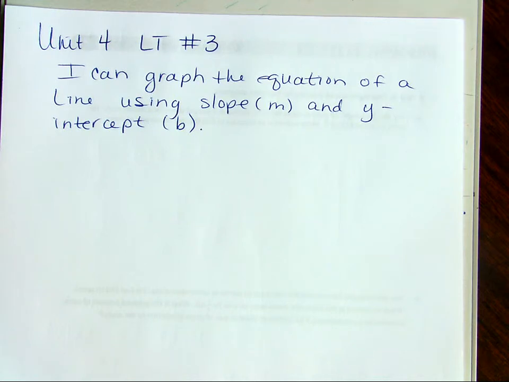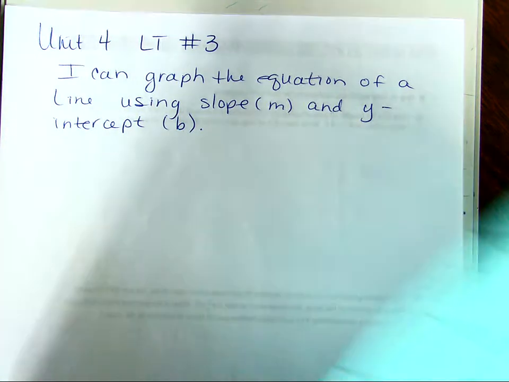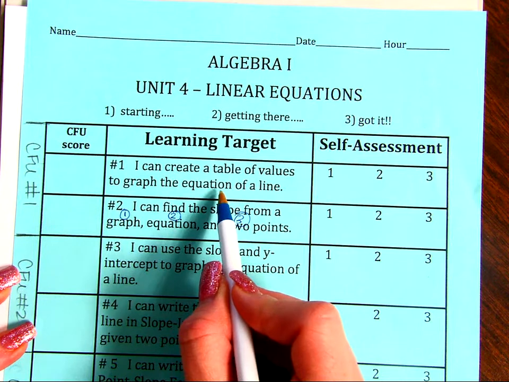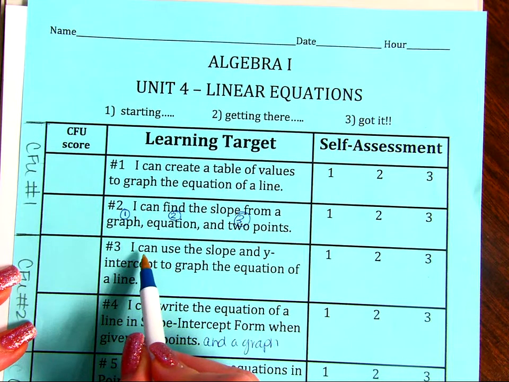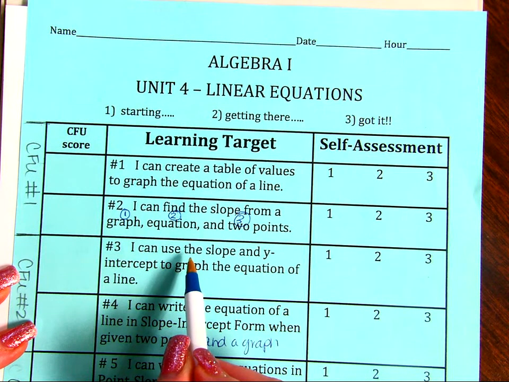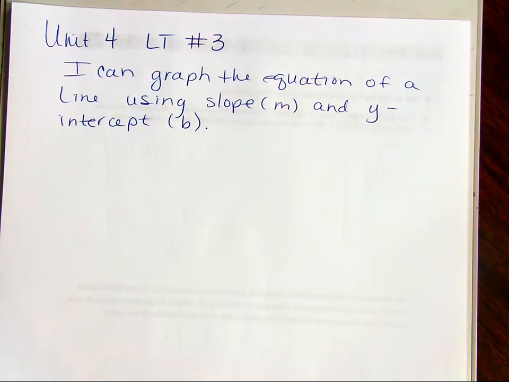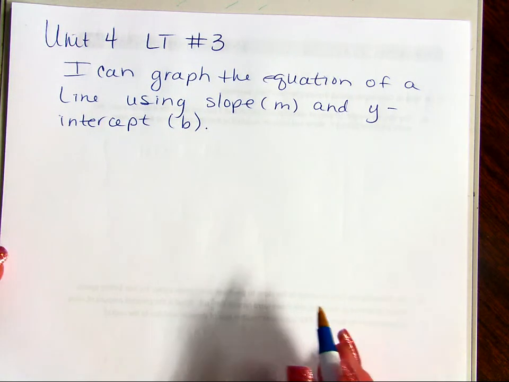So learning target 3 is only a little bit different from learning target 1, because if you look at number 1, it says I can create a table of values to graph the equation. And learning target 3 says I don't need a table of values. I'm just going to use the slope and the y-intercept. Okay? So I'm kind of pulling from last year's information that you learned about slope with Mr. Meeks. So if this was kind of a weak suit for you back then, really this is the time where I need you to just do your best to make sure we understand this.